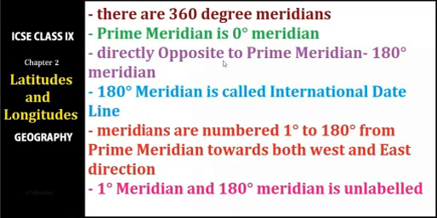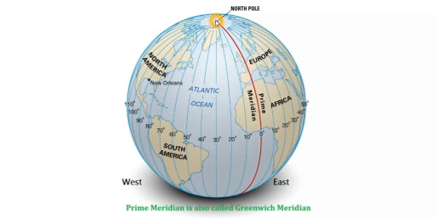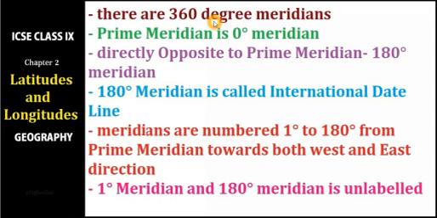Now directly opposite to the prime meridian we have the 180-degree meridian, and that is called the international dateline. Meridians are numbered 1 degree to 180 degree from the prime meridian. From the prime meridian, that is 0 degree, meridians are numbered 1 degree, 2 degree, 3 degree, up to 180 degree towards west as well as towards east. So in total there are 360 meridians. The 0-degree meridian as well as the 180-degree meridian, that is the prime meridian and international dateline, are not labeled. They are neither west longitude nor east longitude.